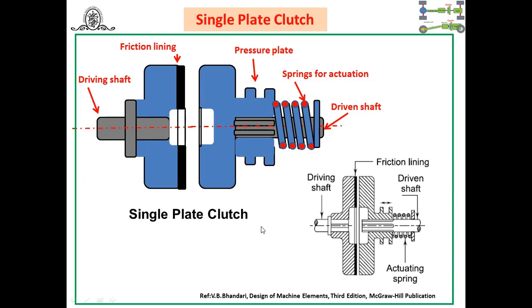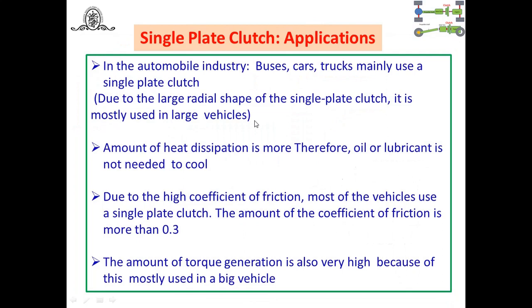Remember this thing. It's a single plate. Why is it known as a single plate? Because a single friction plate is used having the friction lining material. That's why it's a single plate clutch. Then the single plate clutch is used in many automobile applications. You will find buses, cars, trucks mainly use this single plate clutch.